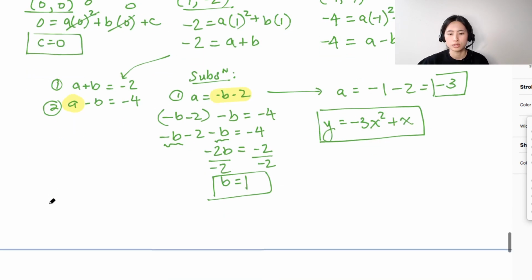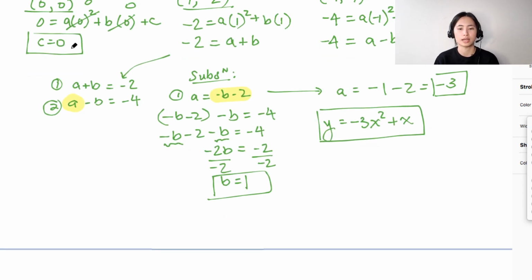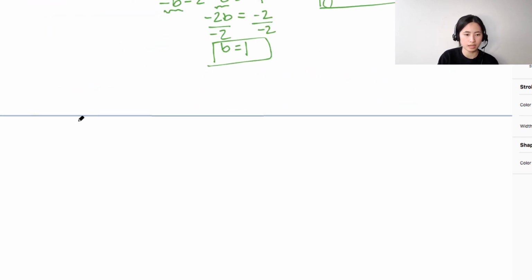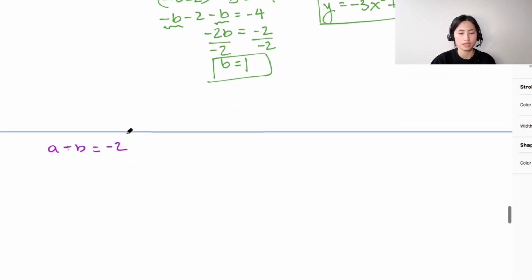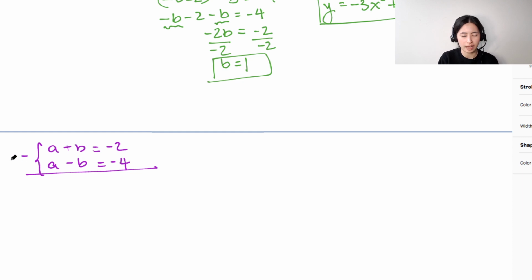Okay, great. So let's say we want to eliminate as opposed to substituting. If we take this equation and this equation, we're going to see that a plus b is equal to -2, and the other equation was a minus b is equal to -4. Right off the bat, I can eliminate a without even having to multiply these two equations by -1, because 1a minus 1a is simply going to be 0.